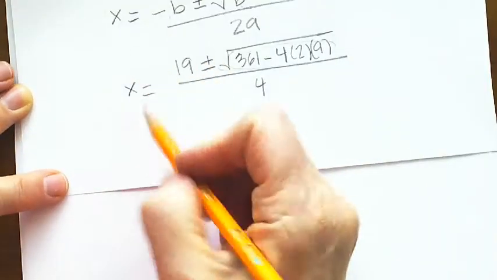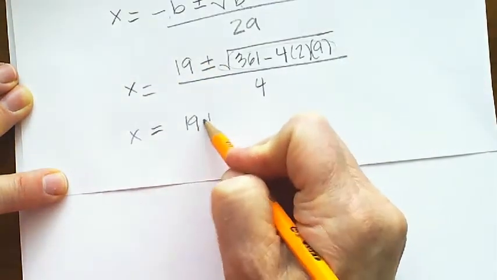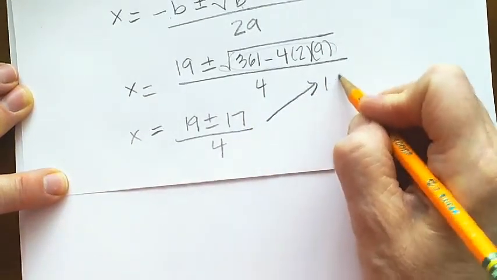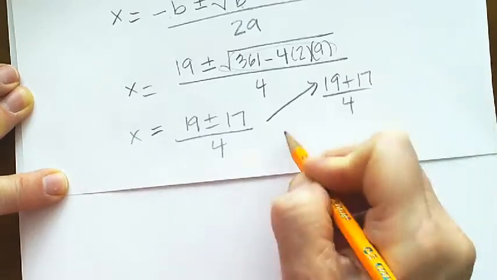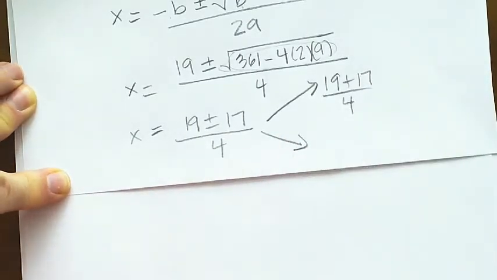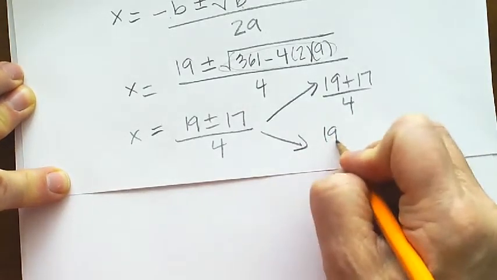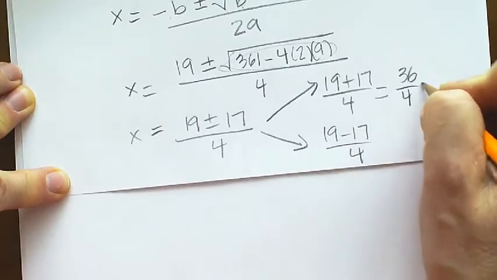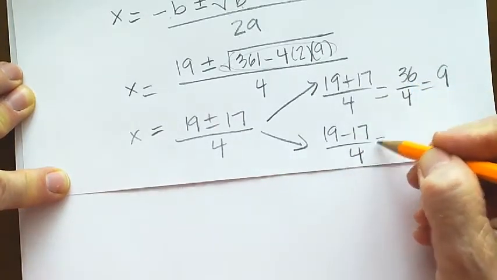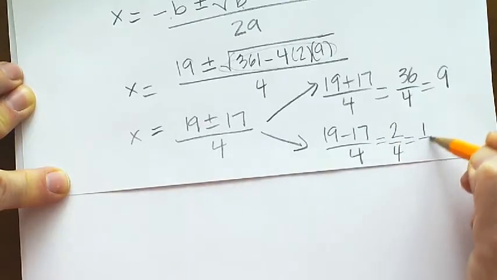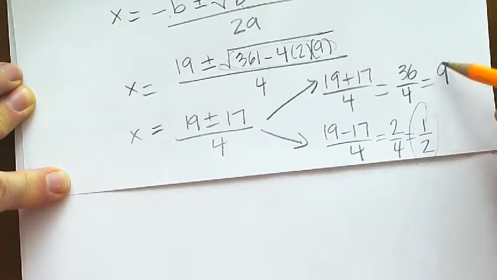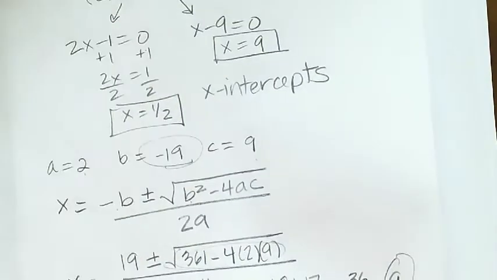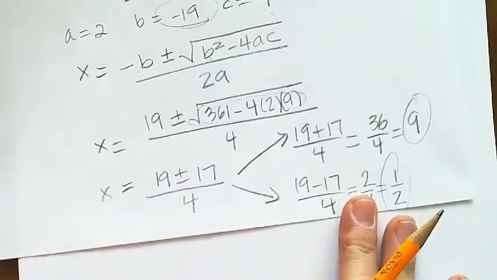So this turns into x equals 19 plus or minus 17 divided by 4. That's two answers. That's 19 plus 17 divided by 4, and then 19 minus 17 divided by 4. 19 plus 17 is 36 divided by 4 is 9. 19 minus 17 is 2 divided by 4 is 1/2. Does that match what we got earlier? It sure does. So quadratic formula will always work.